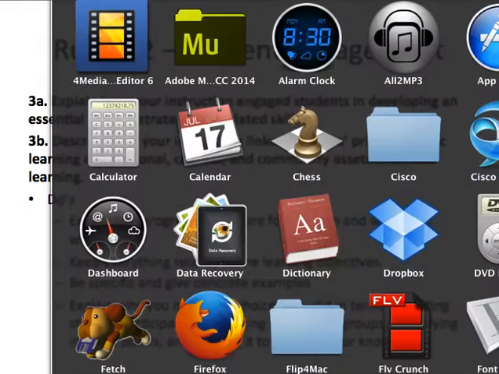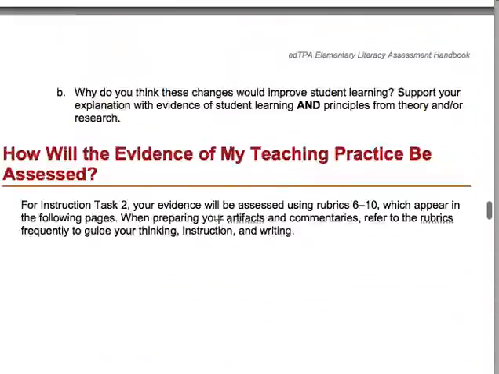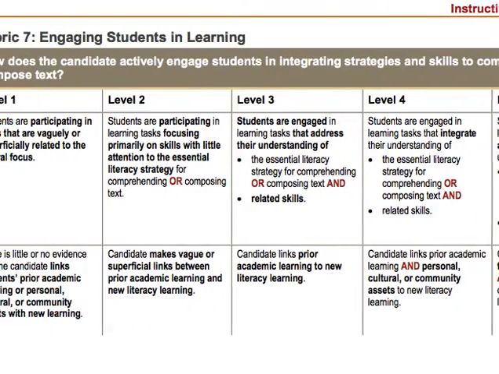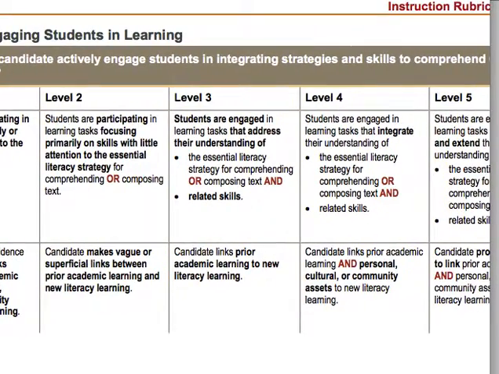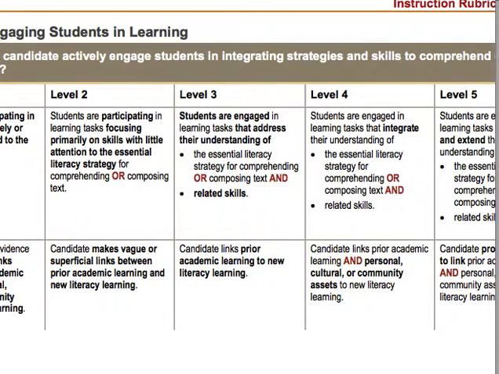If we look at the rubric for that one, this is the engaging students in learning. Level 3, the students are engaged in learning tasks that address their understanding of the essential literacy strategy for comprehending or composing text and related skills. So you said you were going to teach about a strategy and the component skills. You're demonstrating that students are actually doing that.